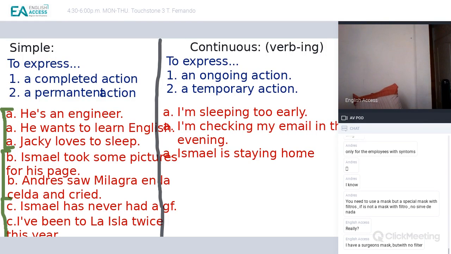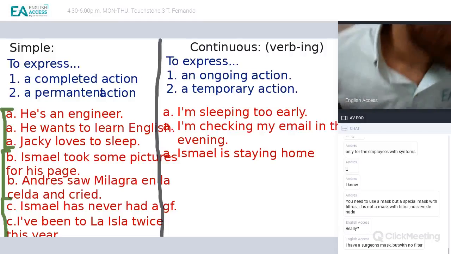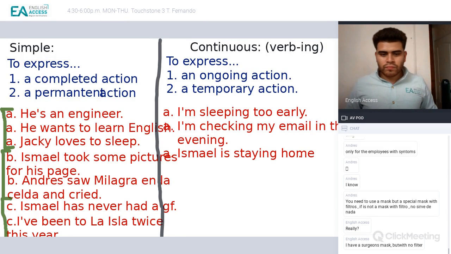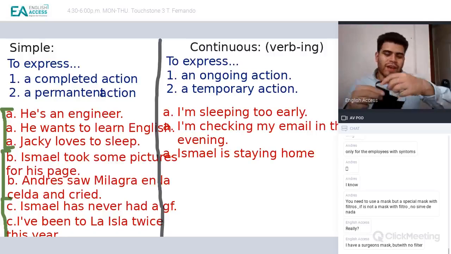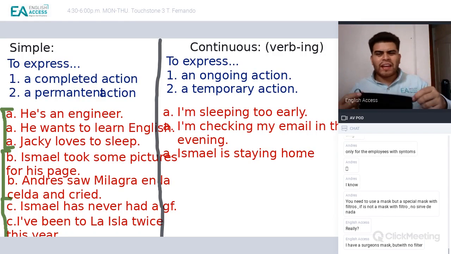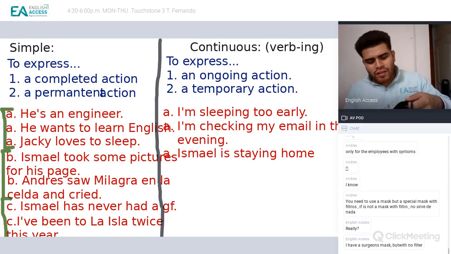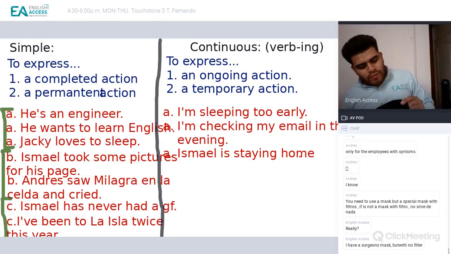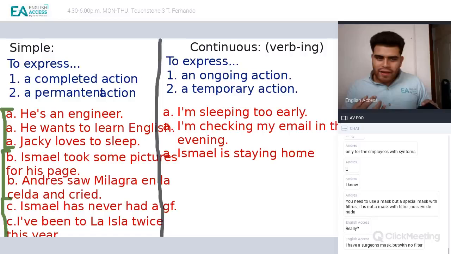One moment. Look, let me show you the mask that I have. This mask right here is one of those masks that you can use like 20 times. All you have to do is wash it. The material is the same fabric as for surgeons, what they use when they are going to open your body. But it doesn't work, man, really. So I spend my money for nothing.